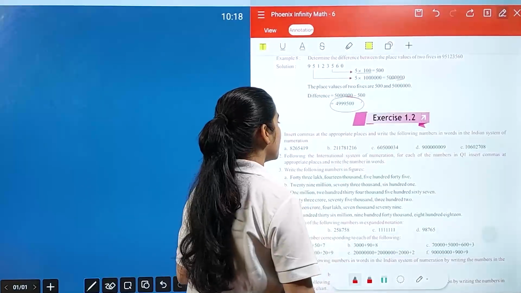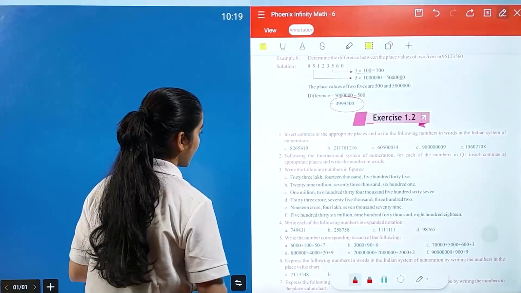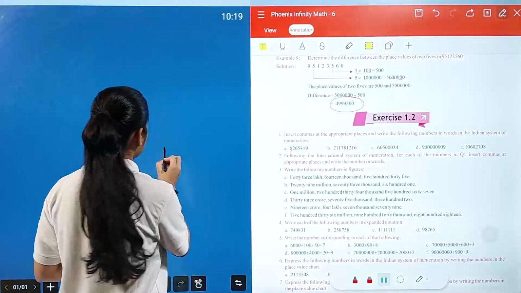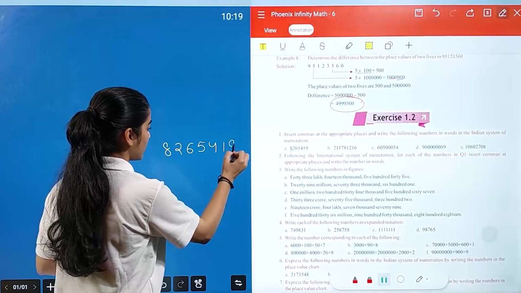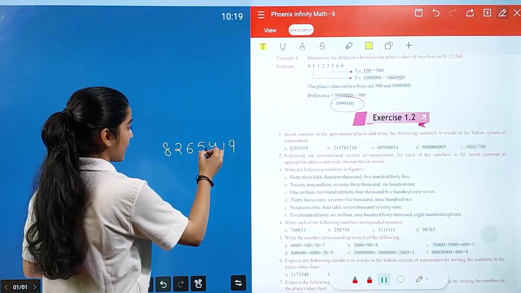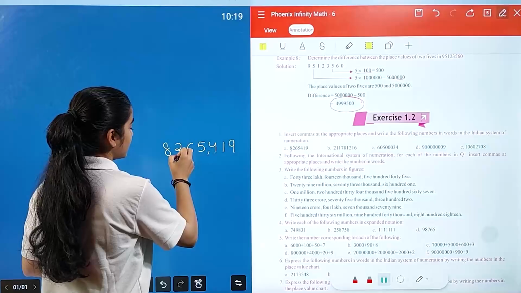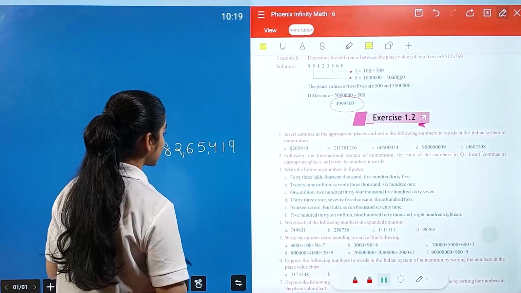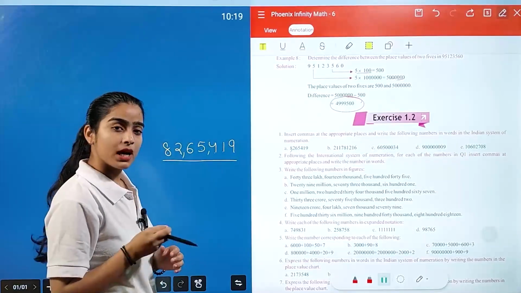Now we have our exercise 1.2. Insert commas at the appropriate places and write the following numbers in words in the Indian system of numeration. So here we have 8 crore, 26 lakh. Our number is 8, 2, 6, 5, 4, 1, 9. Ones, tens, 100. After 100 we have 1,000, 10,000, 1 lakh and 10 lakh. So 82 lakh, 65,419 is our answer. After each period we have to put commas.